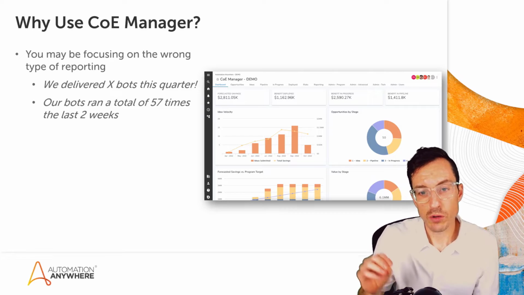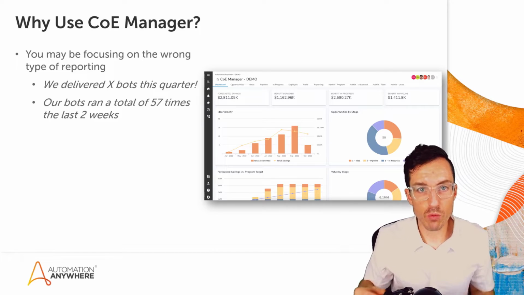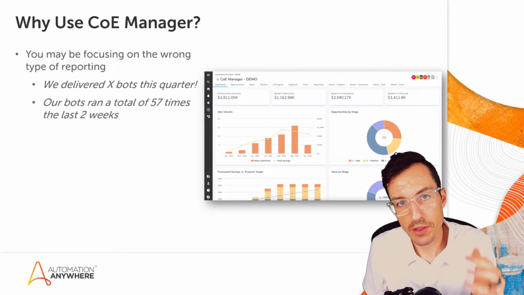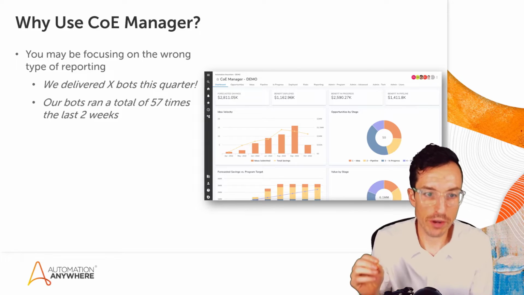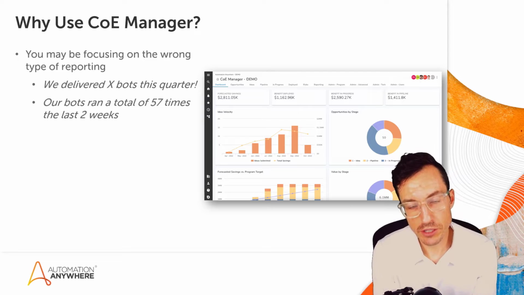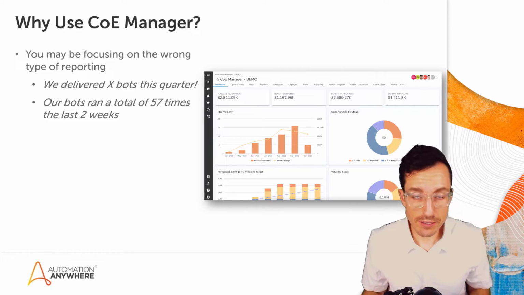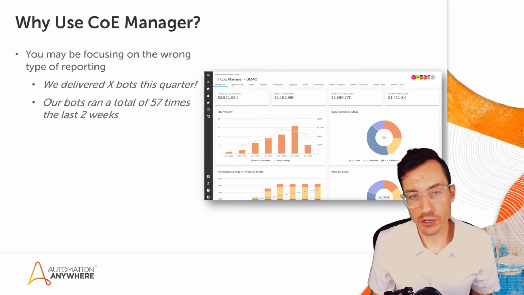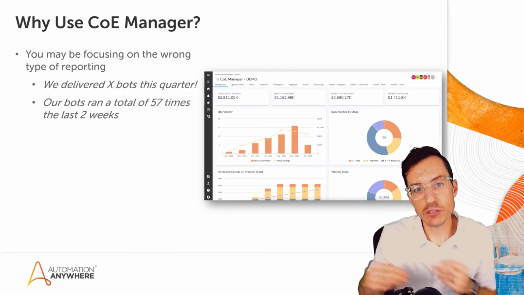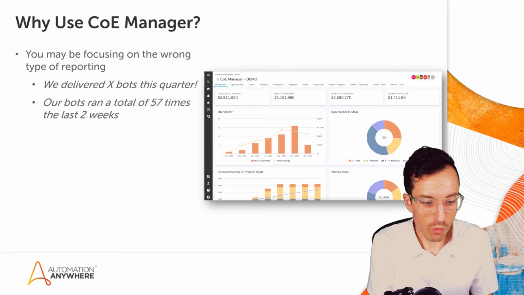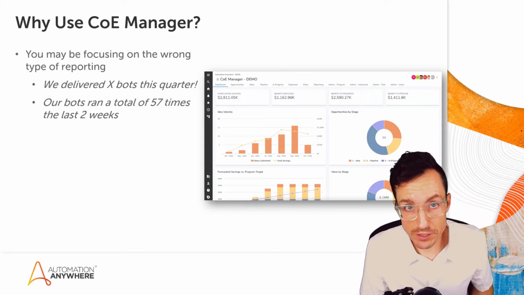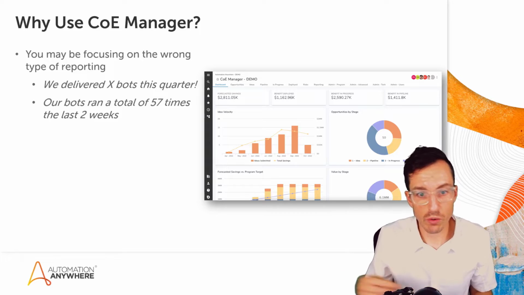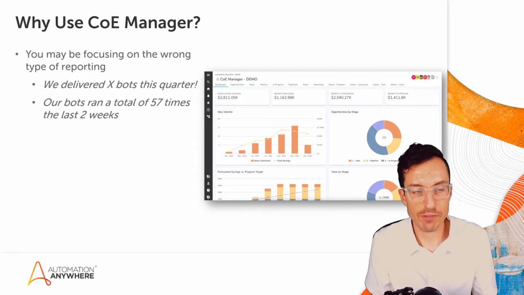And so when what you're solely reporting on as your program's value to your organization relies on the number of bots that you're delivering or the number of times an automation has executed, you may be incentivizing and focusing on the wrong things. And so with CoE Manager, it gets you out of that and into the mode of focusing on what is the dollar value of savings that have been delivered to my organization based on this automation running or this particular automation that I have in my pipeline.